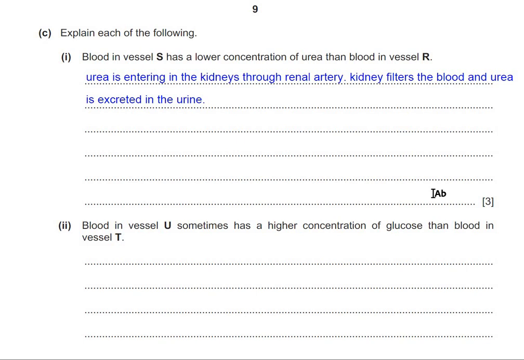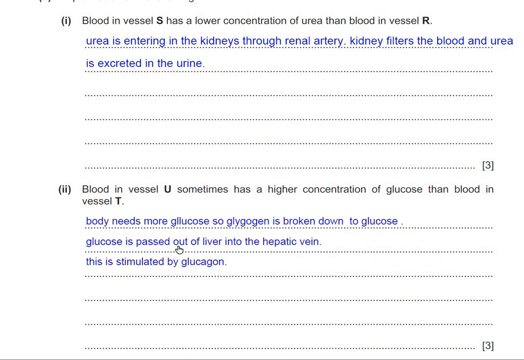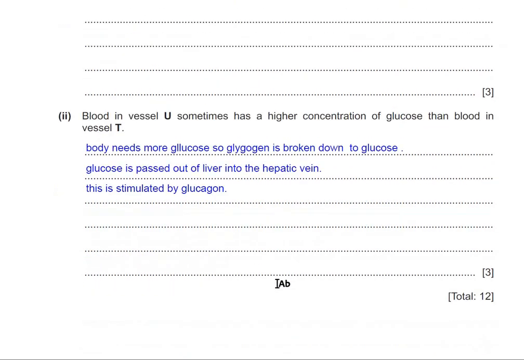The hepatic vein has a higher concentration of glucose than the hepatic artery because the body needs more sugar, right? So to compensate for the need of the body for glucose, glycogen is broken down to glucose, and then glucose is passed out of the liver through U, that is the hepatic vein. All of this process is stimulated by glucagon. So the answer to this question will be that the body needs glucose, so glycogen is broken down to glucose. The glucose is passed out of the liver into the hepatic vein, and this is stimulated by glucagon. So this was 3 marks, and we gave points to this question.